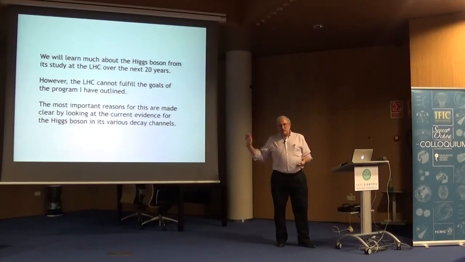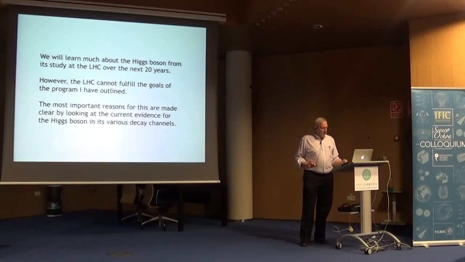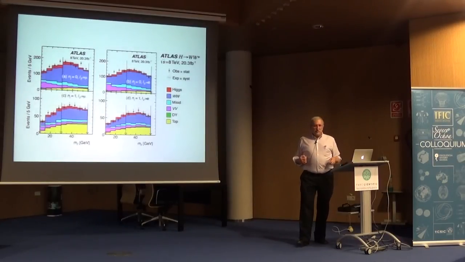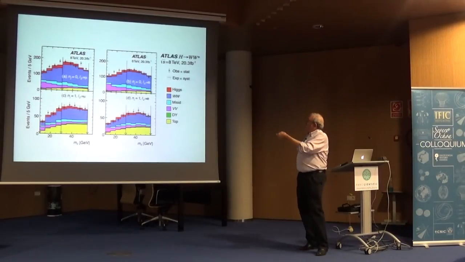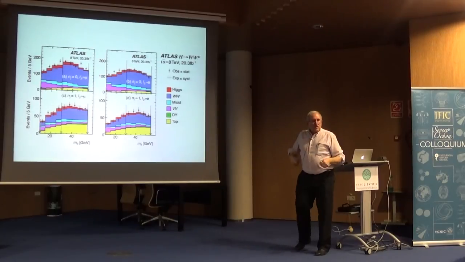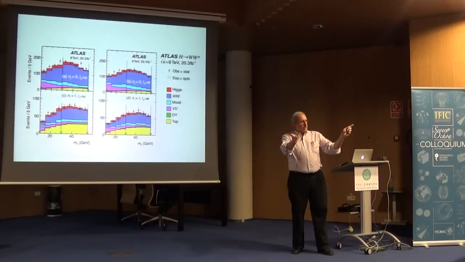But for the precision Higgs, my feeling is the LHC is not going to get there. And I think the reasons for this are made clear by looking at the current evidence for the Higgs boson in the various decay channels. So for example, here's the evidence from the ATLAS experiment for the Higgs decay to WW. So the W's are each seen in a decay to a lepton and a neutrino.